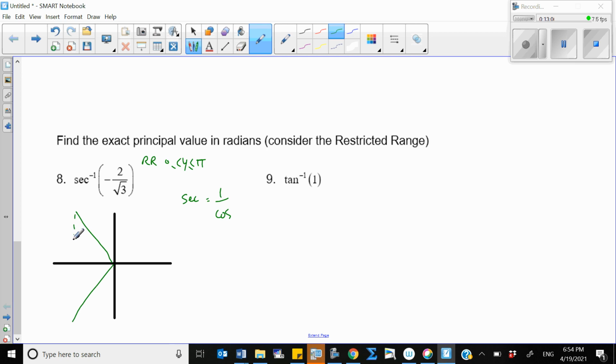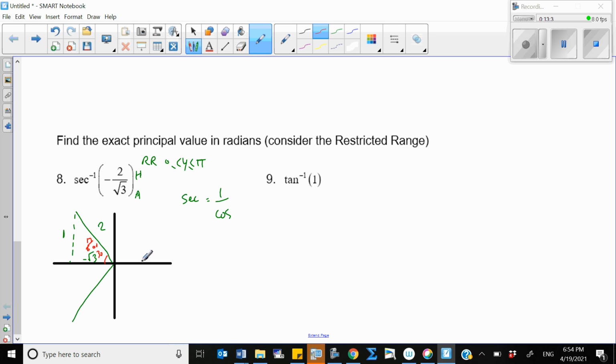So I can draw my triangle, and I know secant is hypotenuse over adjacent. So this is 2, and this one is negative root 3. We know that hypotenuse is always positive, so the negative goes with this one. And we find the other side, which will be 1. And now I know that the angle opposite one is 30 degrees or pi over 6.